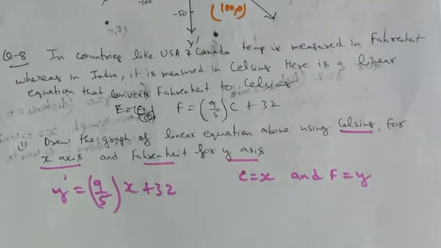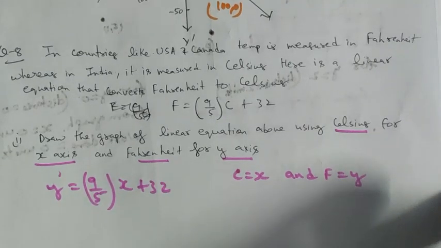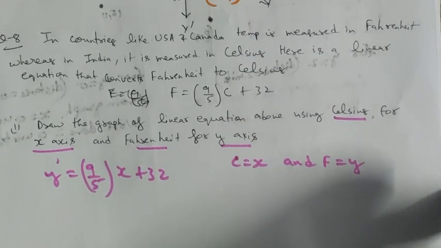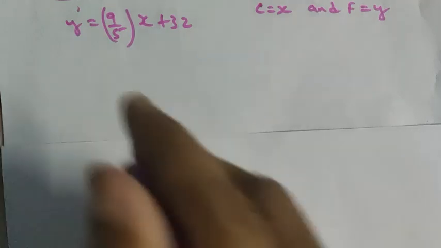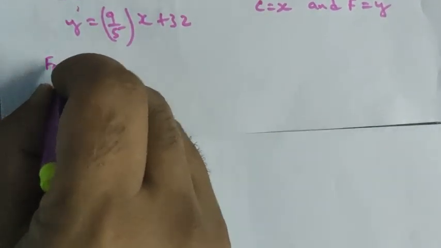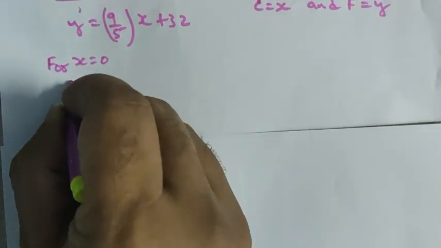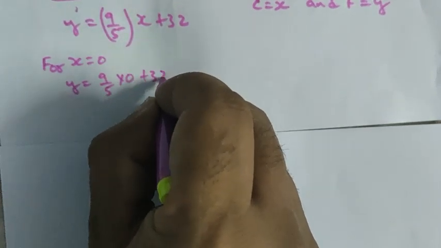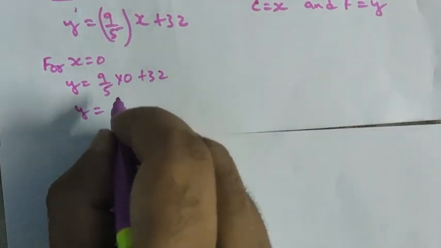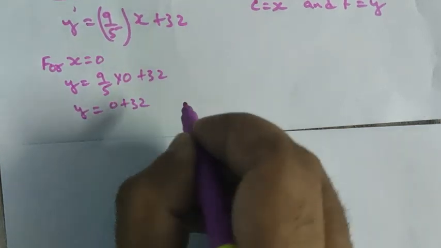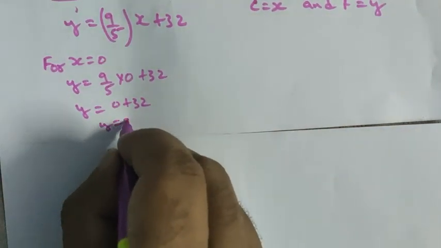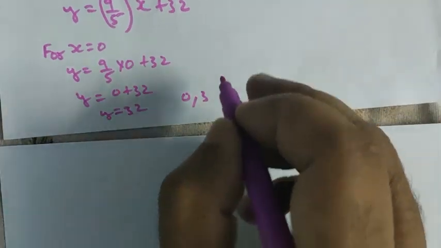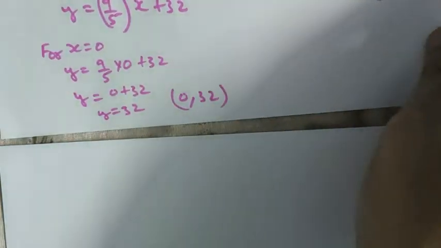Now we have got the equation. What we have to do now? We have to draw the graph for this linear equation. So for this we have to take out the 3 points and then we will be plotting the graph. So first of all, for x equals 0, what will be y? Y equals 9 upon 5 into 0 plus 32. So what will be y? Y equals 9 by 5 into 0 will be 0, plus 32. So y is equal to 32. So the first solution pair is 0, 32.